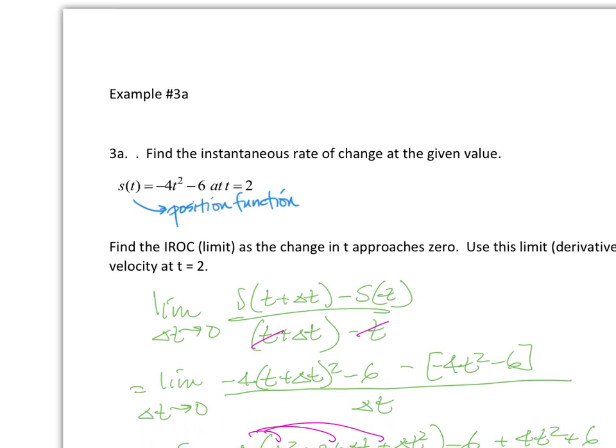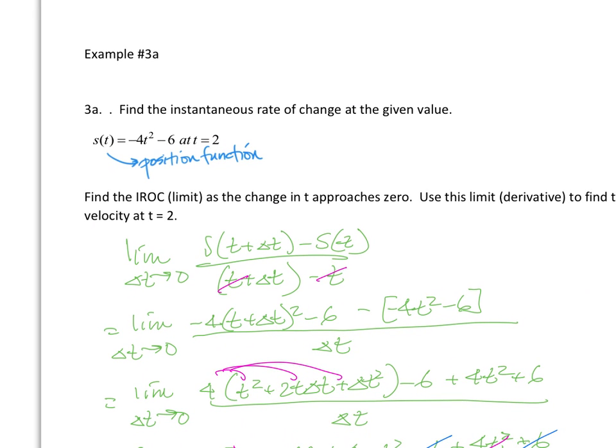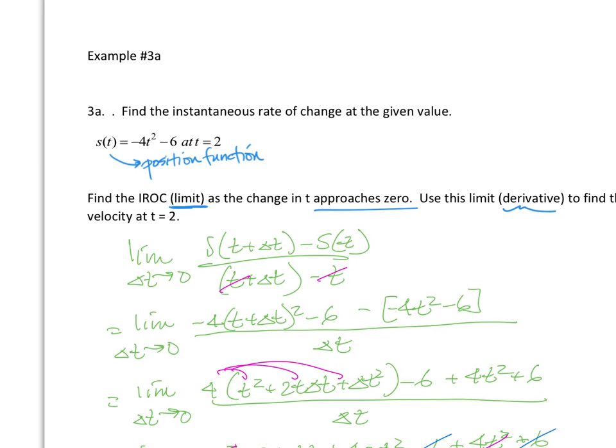So in this particular case, we want to find the limit as t approaches 0, and the limit again is described as a derivative, and we want to know the velocity at t is equal to 0. So again, position function, velocity, they go hand in hand.